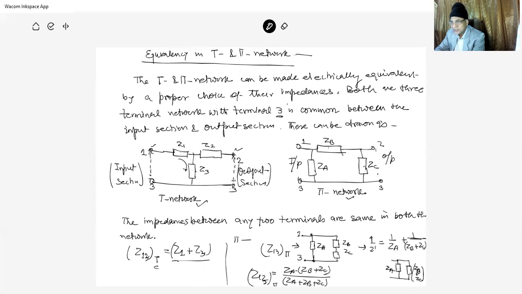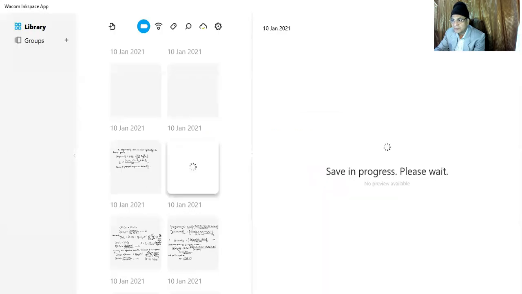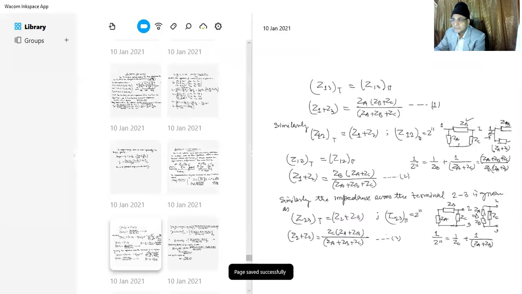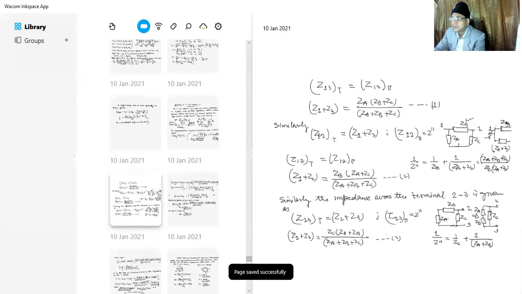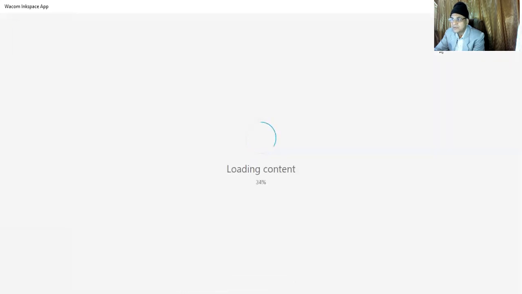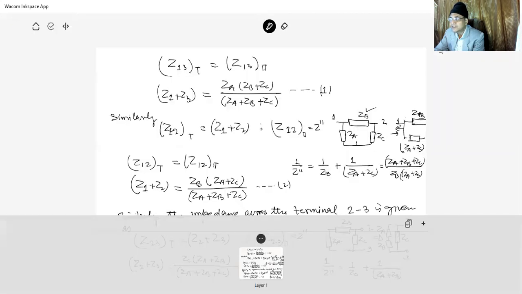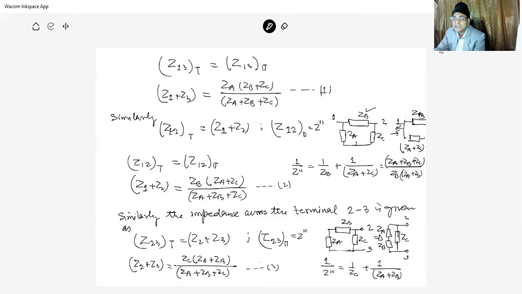divided by ZA, ZB, and ZC. So these are the equivalent of the 1 and 3. So this value, that is the 1 and 3 value, is Z13 of T is equal to Z13 of pi. So Z1 plus Z3 is equal to this value in the pi network.